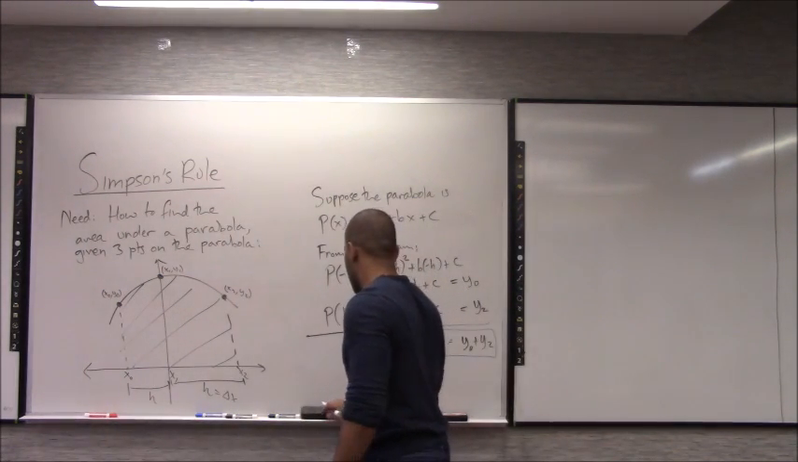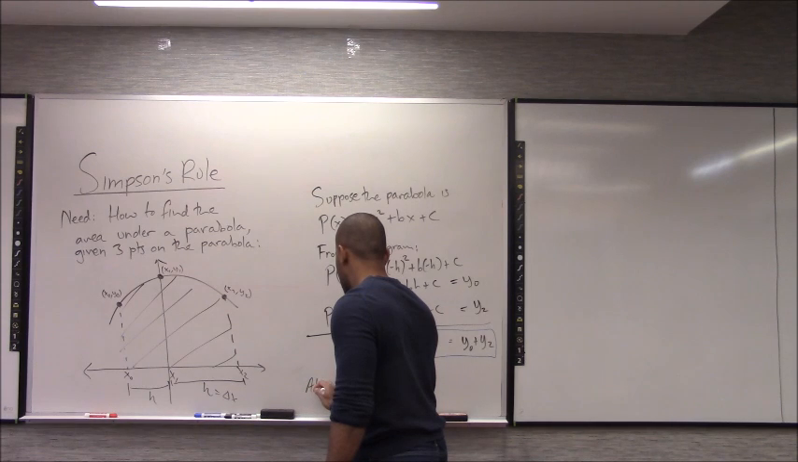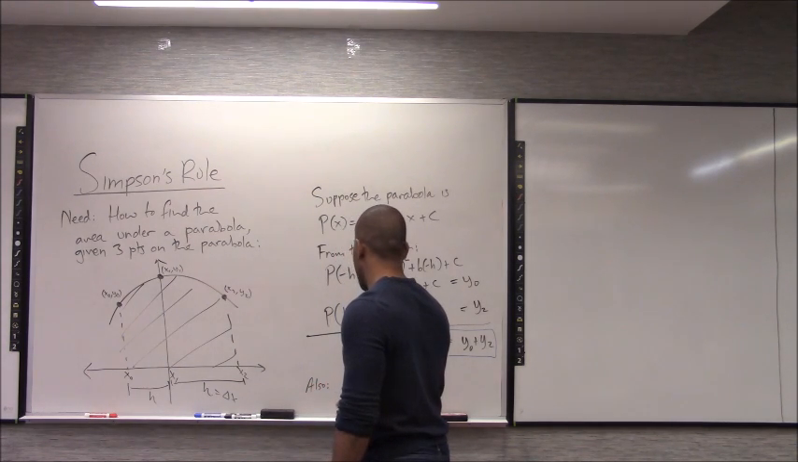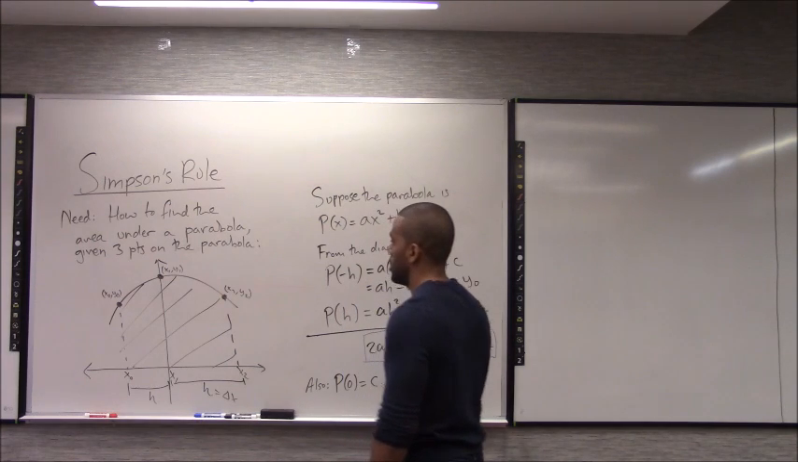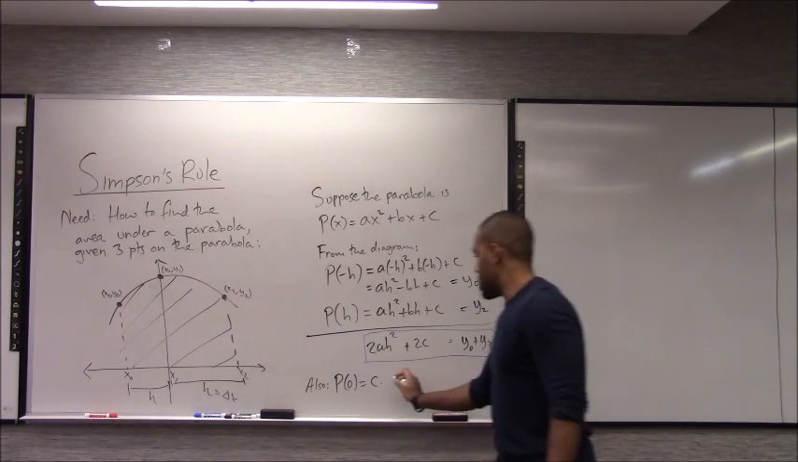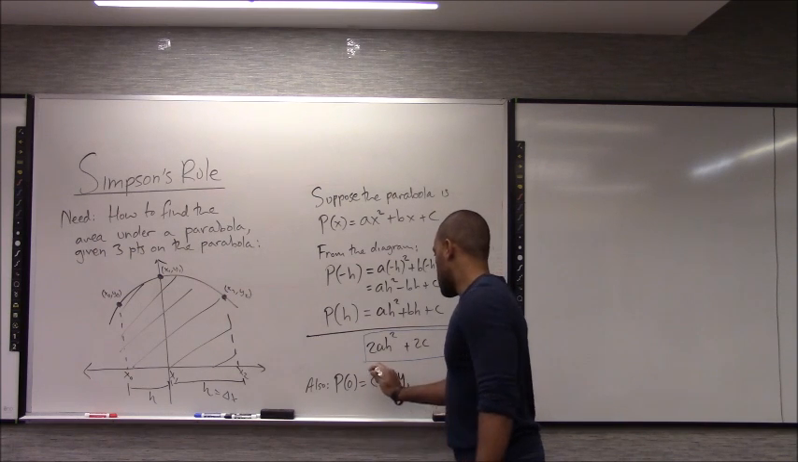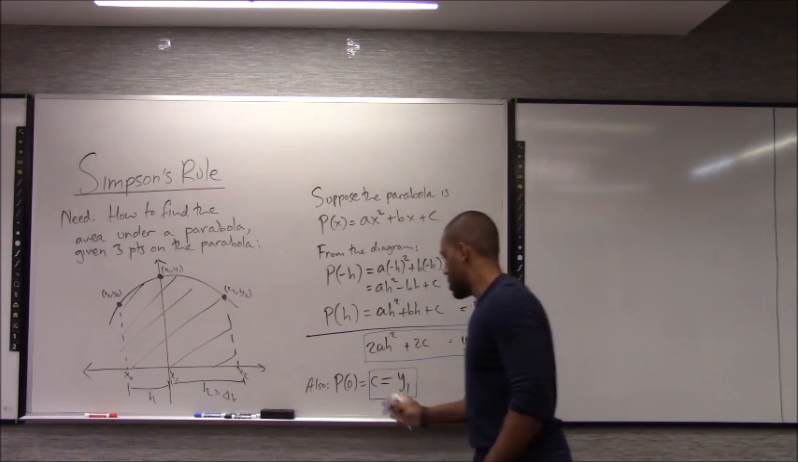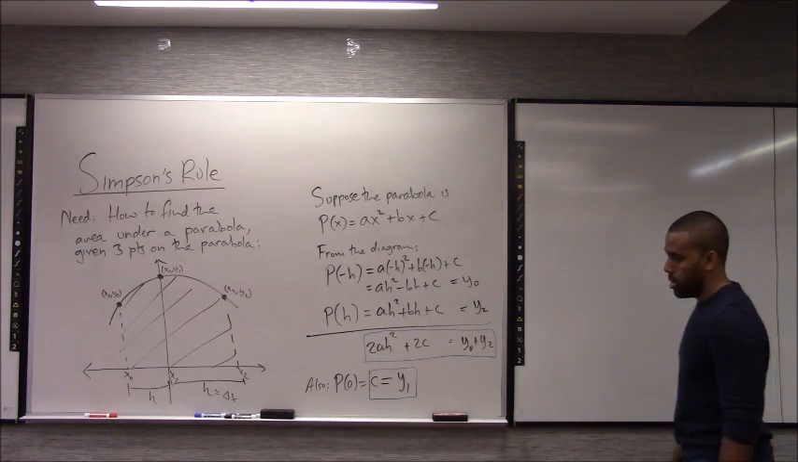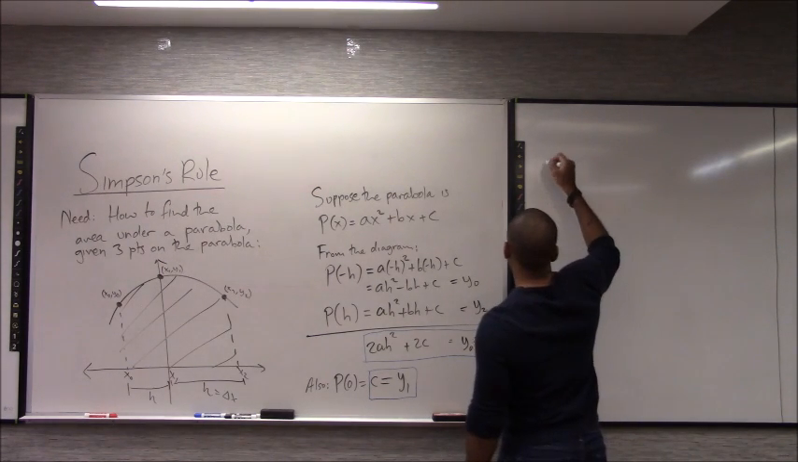Also from the diagram, what you can notice is that p of 0 is going to be c, right? So your c is basically going to be your y1. So we have these two equations. Now let's find the area.